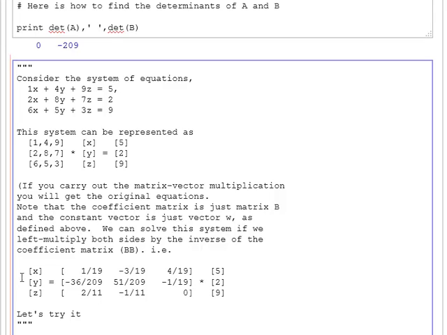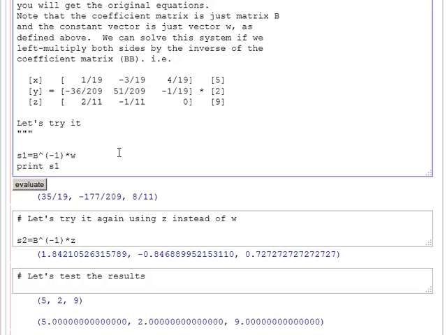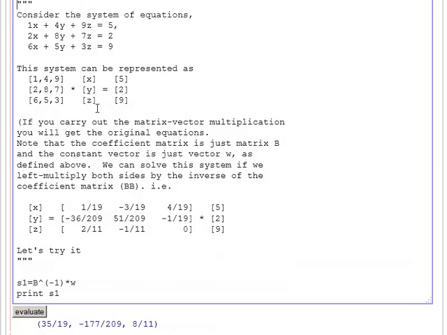So how do we figure out x, y, and z? I take the inverse matrix times this constant matrix. Okay, so let's try it. Let's solve a system of equations. Notice this particular equation that I laid out here. This is the matrix I've labeled as B, and this is the column vector here that I've labeled as W.